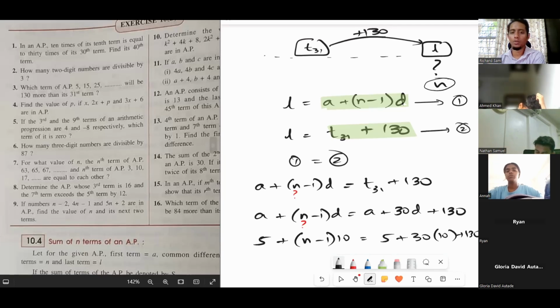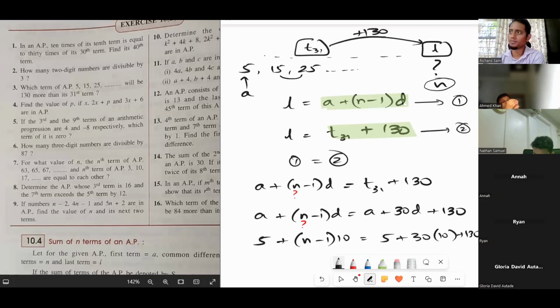D is the difference between two consecutive terms. See, your AP is 5, 15, 25, and so on. The first term is called A. This is yesterday's class. And the difference between any two terms is D. So to find the difference, you do 25 minus 15 or 15 minus 5. So what's the difference? 10. That's how we got D. Clear? Okay. All of you solve this and find out what is N.